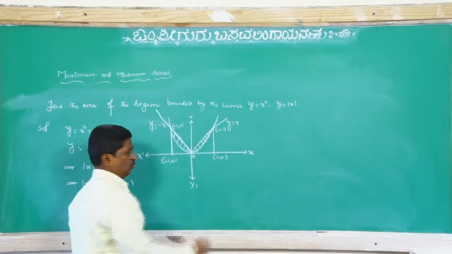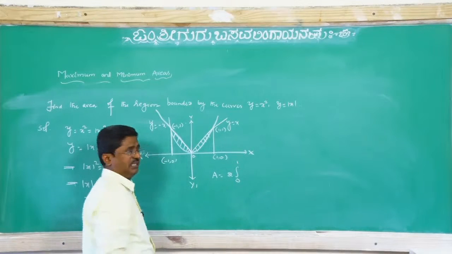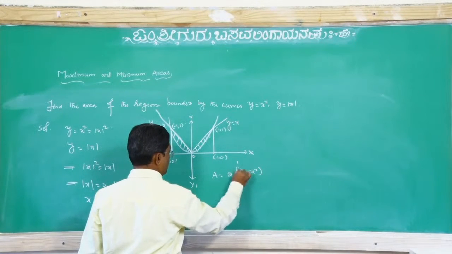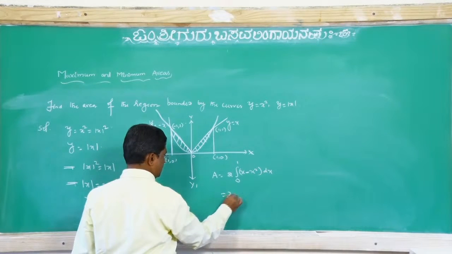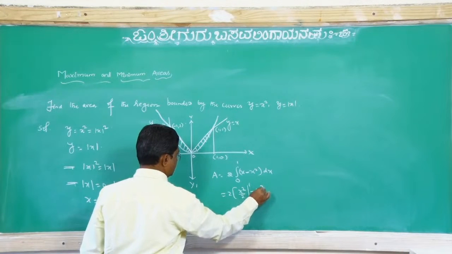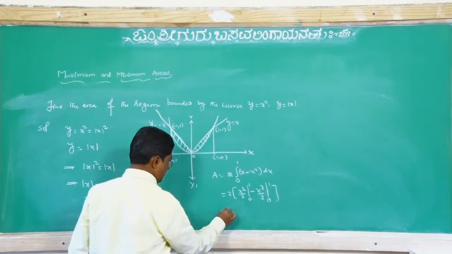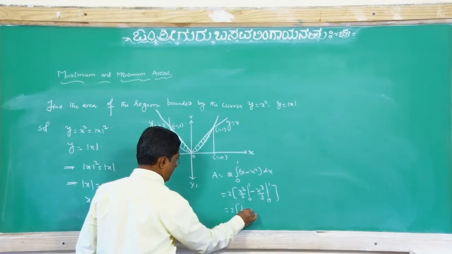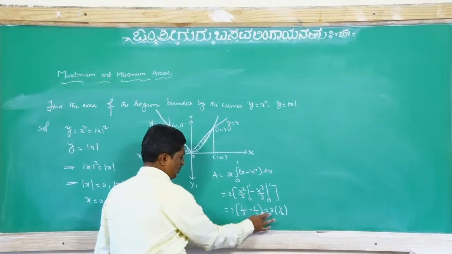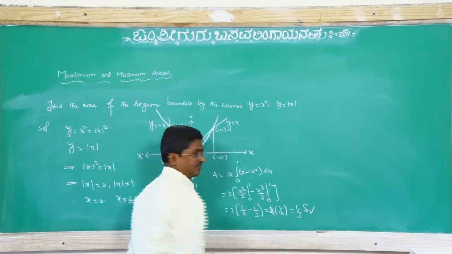So, now I write 2 times the area, 2 times the integral from 0 to 1 between the curves. This upper portion means line area minus curve area, x square into dx. Right. Integration of x is x square by 2 over 0 to 1, integration of x square is x cube by 3 over 0 to 1. So, calculating the value at the upper limit, 1 by 2 minus 1 by 3, nothing but 2 into 1 by 6. 2 into 1 by 6 means 1 by 3 square units.